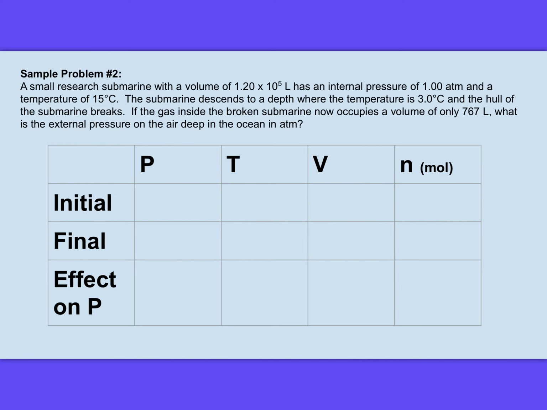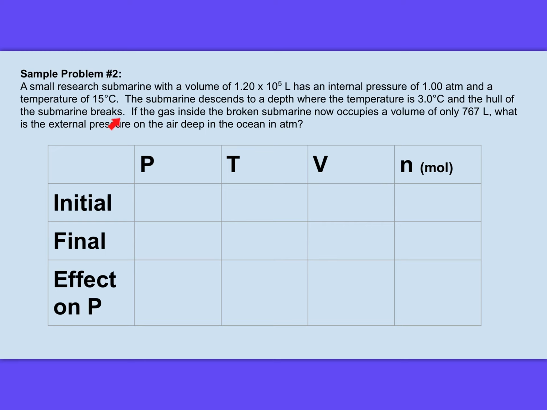This next problem is a little bit more complex because we're going to have 2 variables changing instead of just 1. A small research submarine with a volume of 1.2 times 10 to the 5th liters has an internal pressure of 1 atmosphere, so I'll put that pressure here, and a temperature of 15 degrees Celsius. I'll put that temperature here, but I'll be sure to add 273 to it. The submarine descends to a depth where the temperature is 3 degrees Celsius. Again, I'll put that temperature here, but add 273.